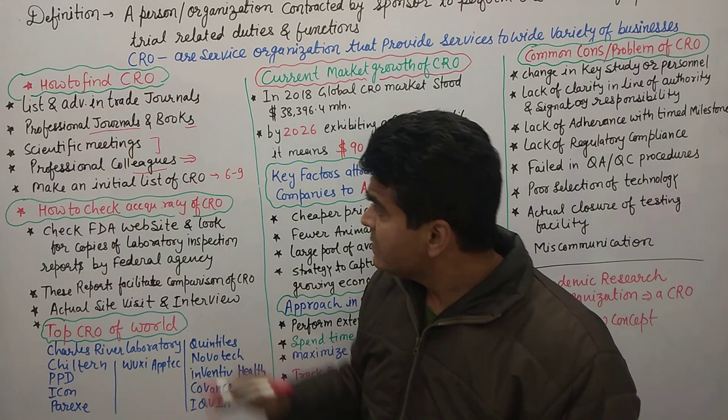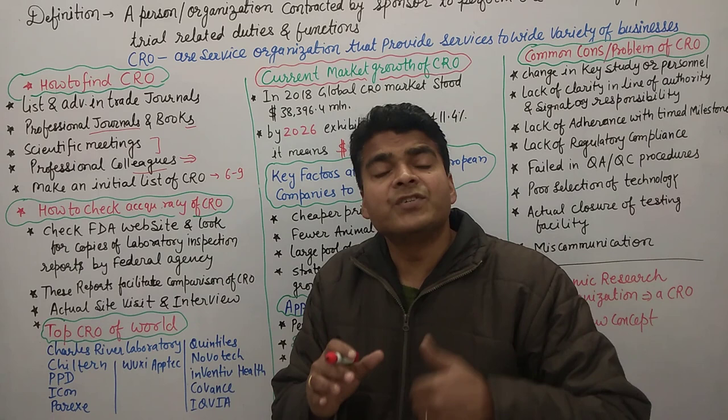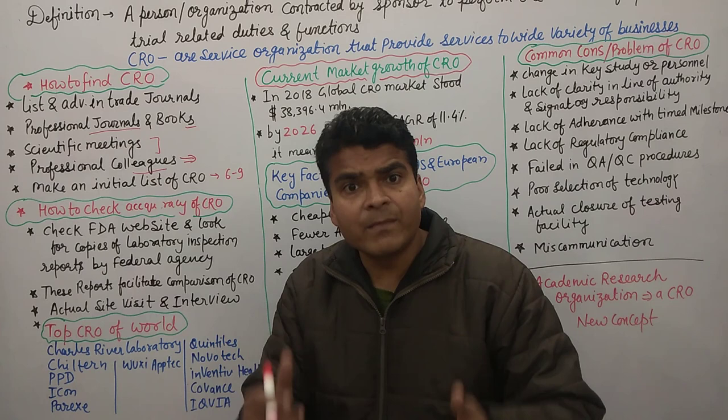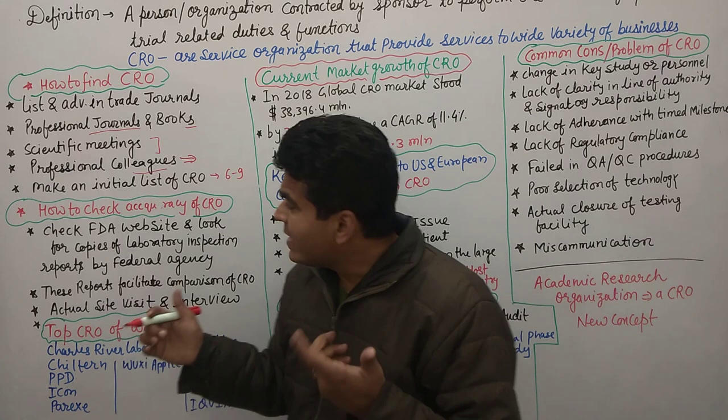Now looking at how to check the accuracy of the CRO. This is another important point: whatever data is mentioned by the CRO, how can we check it? Generally, whenever we visit a CRO website, they always say that they are very accurate and the best in their category. Everybody is saying that they are number one. But how can we check them? So there is a procedure to check them. What is the procedure?